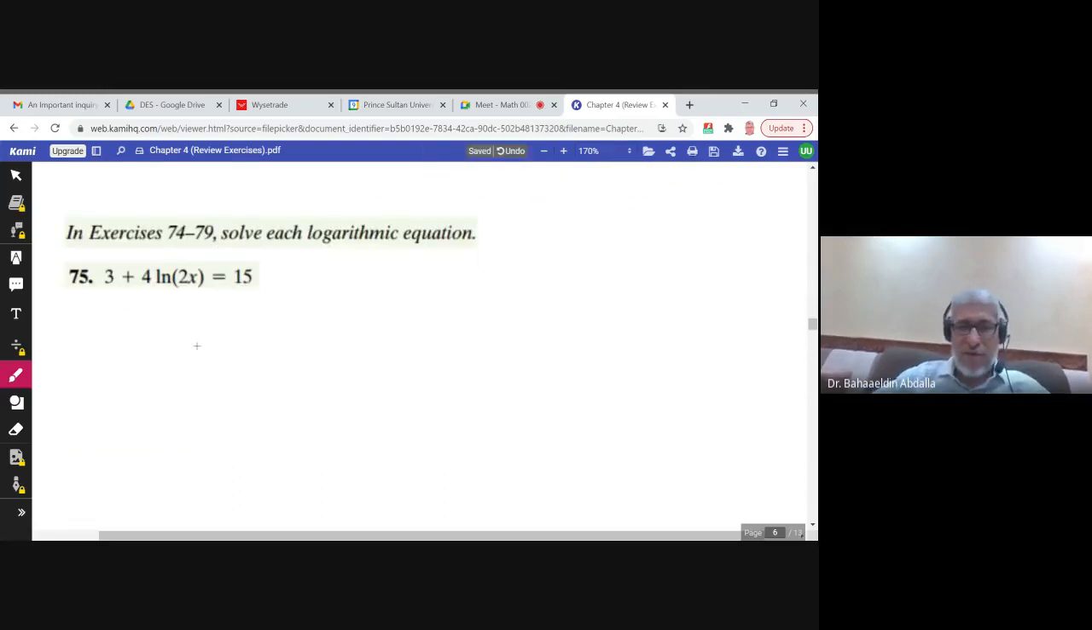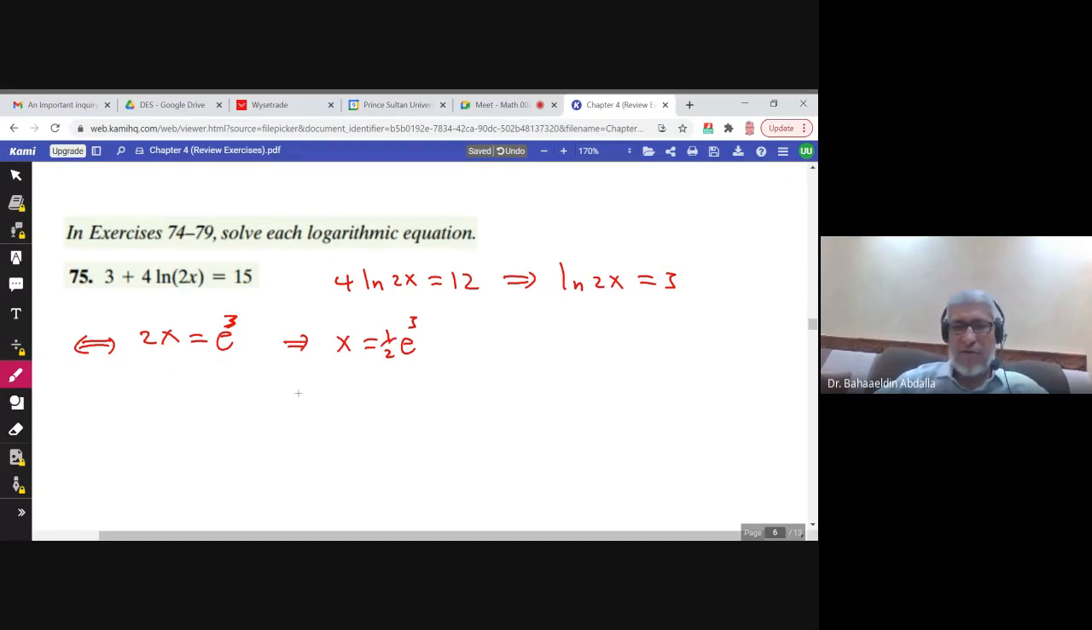So that's the answer of this equation. Now, how to solve logarithmic equations? I have to isolate ln on one side, so I have to take 3 to the other side. So I will have 4 ln 2x equals 15 minus 3, that's 12. Now I have to divide by 4 to isolate the ln. 12 over 4 is 3, and now I can change it to the exponential form if I know that the base is e. So 2x would be equal to e to the power 3. Or you can raise both sides to the base e. e cancels ln, and you will also get x equals e to the power 3 over 2, or half e to the power 3.